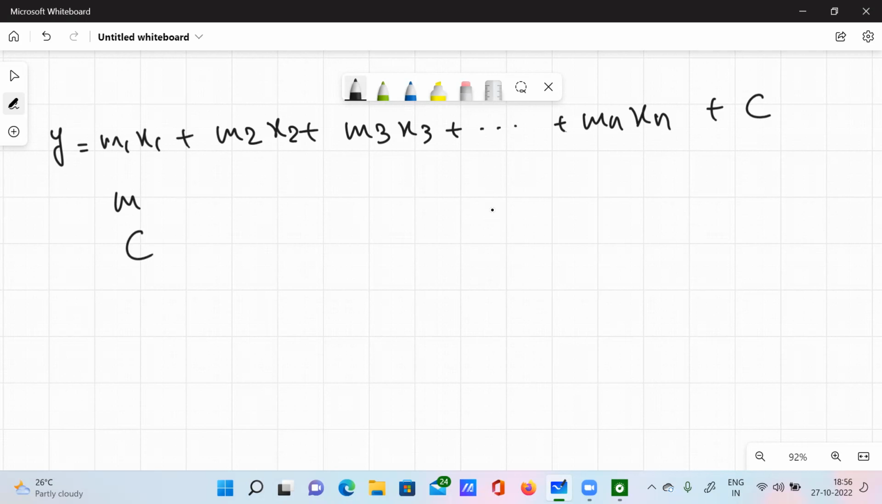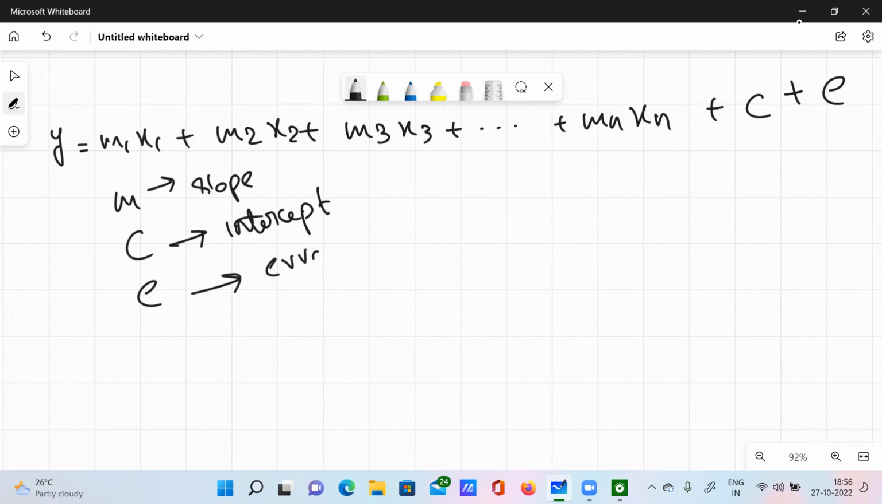So I have m and c. When it is the prediction, that is y hat, you won't have the error term. In the actual thing you will have this error, that is plus e. Okay, so you have three terms: m, c, e. That is the slope, this is the intercept here, and this is the error term here. So when you try to plot all these things on a graph, what happens?